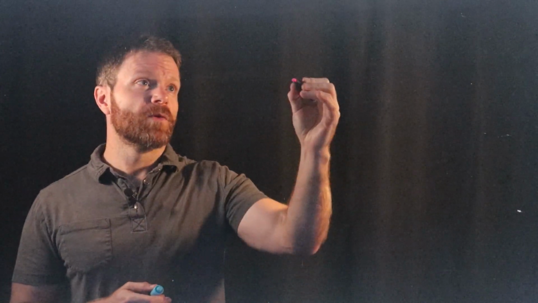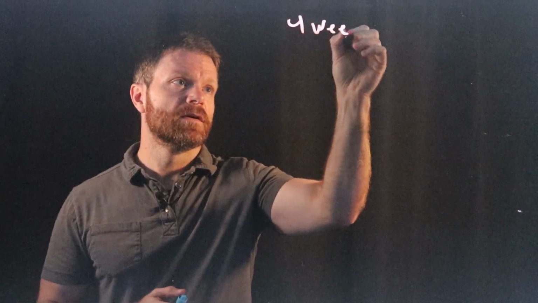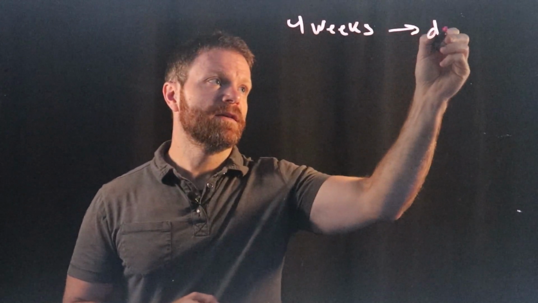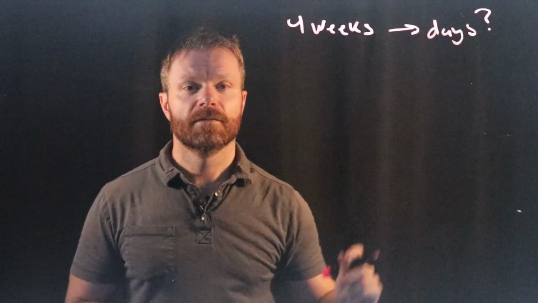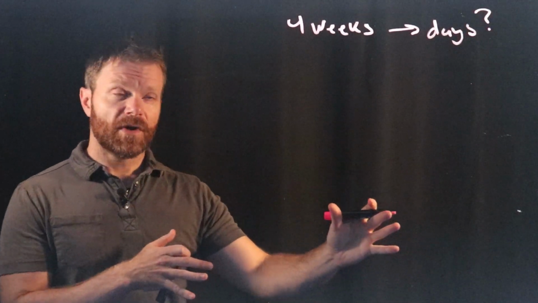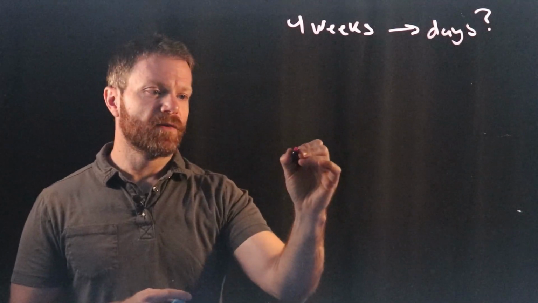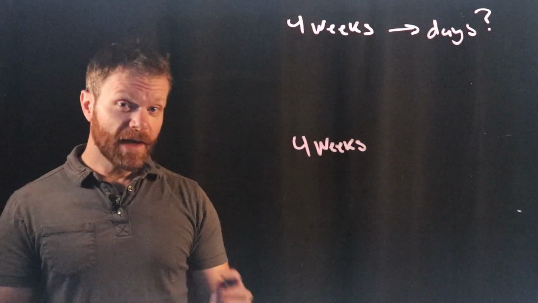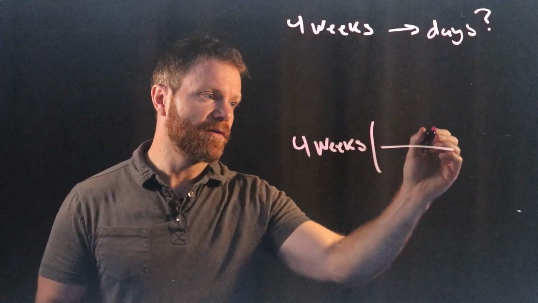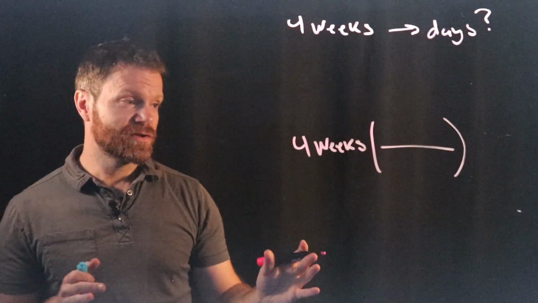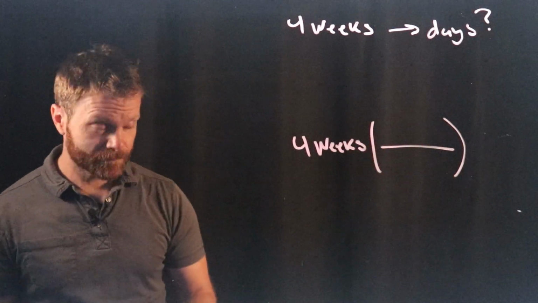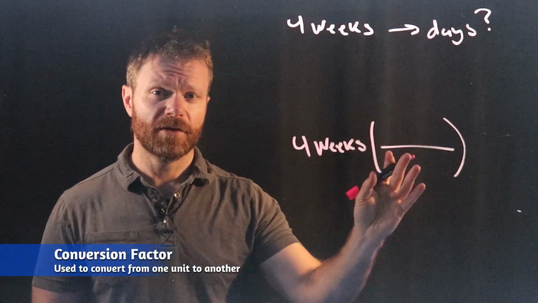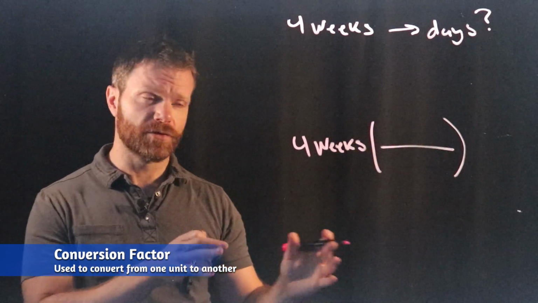Okay, imagine we're converting from, let's say, 4 weeks to days. We want to know for every 4 weeks, how many days is that? Well, the way we solve this problem is we always just start by writing down the original value, 4 weeks. The next thing we're going to do is multiply that starting value by just a blank fraction with nothing in it. This is called our conversion factor, and conversion factors are what we use to solve unit conversion problems.